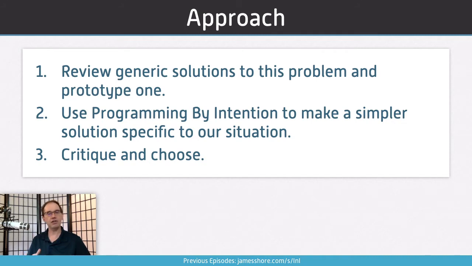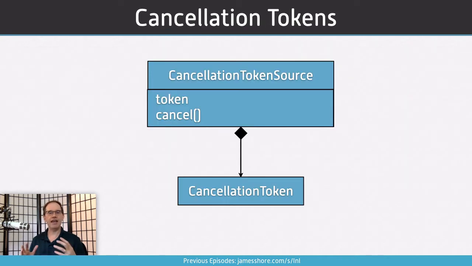So I will, in addition to looking at the generic solutions, also say, well, what about our code makes this easier? And is there a way to come up with a simpler solution? And then once you've looked at both of them, you critique and you choose one. So let's do that. Let's start out by looking at the generic solutions. And if you do some research online about canceling requests, what you'll find is a typical approach called cancellation tokens. And this is widely implemented in .NET, for example, C#.